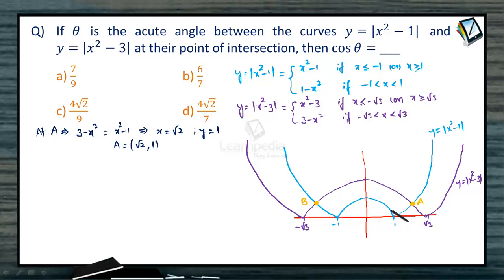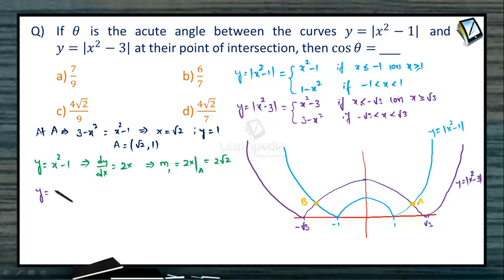Once we have the coordinates of A, finding the angle between the two curves is quite simple. How do we proceed to find the angle between the two curves? For the first curve, y equal to x squared minus 1, the value of dy by dx is 2x. So what can you say about the slope of the tangent at this point to the first curve? It is 2x evaluated at A, that is 2 into the x coordinate root 2, so that is 2 root 2. So we got the slope of the tangent to the first curve.